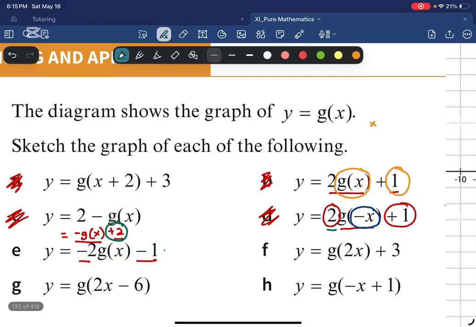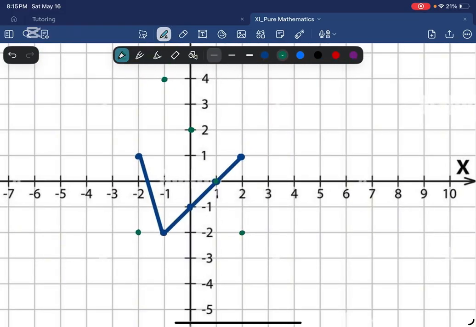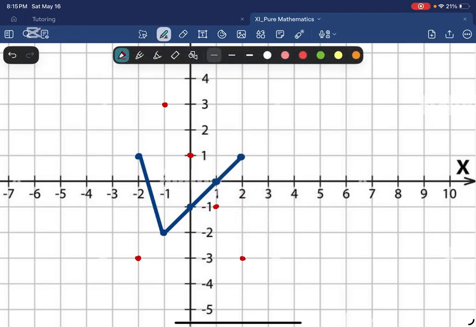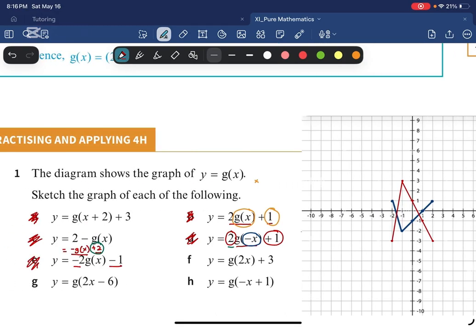And then I need to shift by minus 1 unit. So I need to shift 1 unit down. If I shift the green points 1 unit down, I get my red points, right? And now I can erase my green points. Alright, so now my final answer is going to look something like this. So minus 1 comma 3, minus 2 comma minus 3, 0 comma 1, 1 comma minus 1, and 2 comma minus 3. There are some points on the graph. Alright, we're done with E.